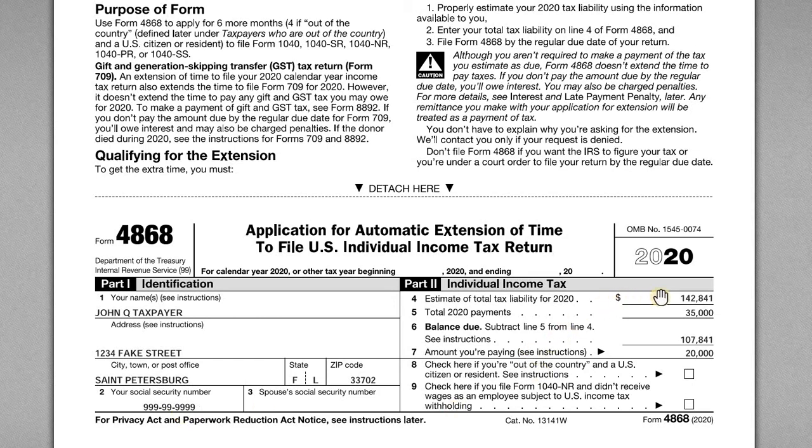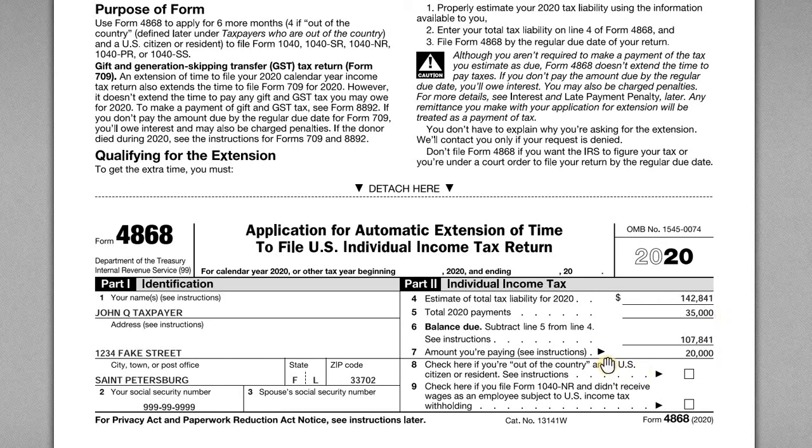So for lines 4 through 7, what John's already done is estimate his total tax liability for 2020. In other words, he's already done his return and sees what his total liability is, and he's also applied how much he's already paid in. The line 5 item includes federal tax withheld from your W-2, plus any estimated payments you made during the year. And then the balance due is the difference.